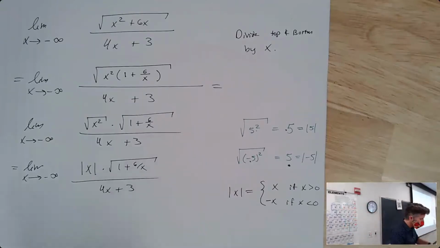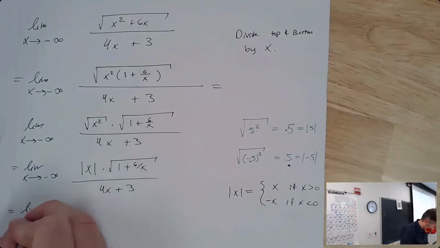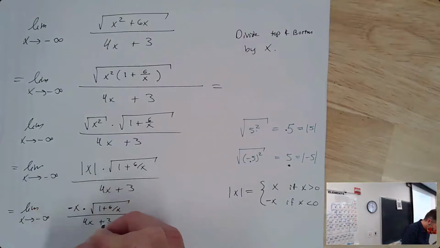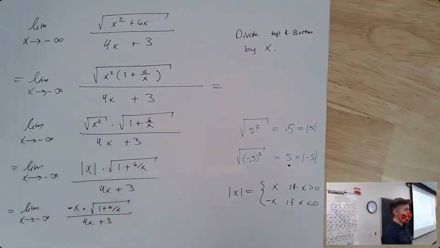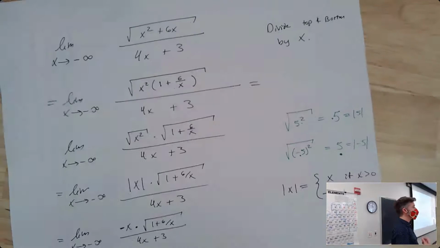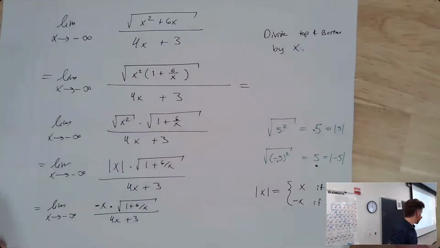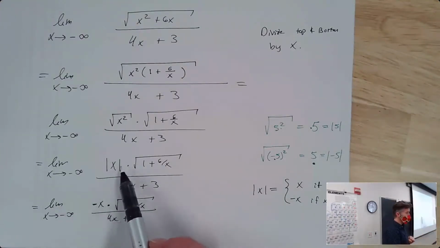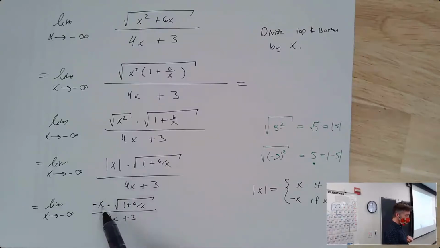So for this limit, we're going to write that this is the limit as x goes to negative infinity of negative x times the square root of 1 plus 6 over x over 4x plus 3. Because x is a negative number and the absolute value of a negative number is the negative of that number. On the other hand, if this limit had been as x goes to positive infinity, the absolute value of x would have transformed into just x. You wouldn't have the negative sign there. So it's a different limit based on whether you're going to negative or positive infinity.